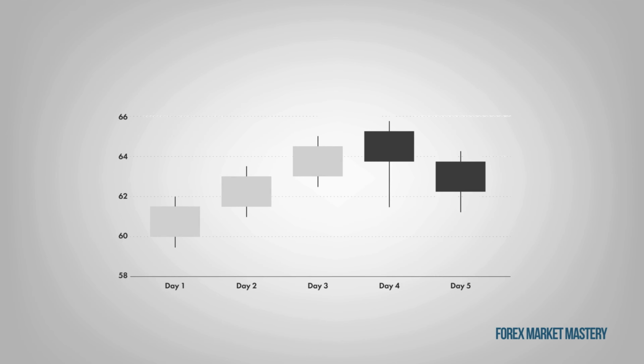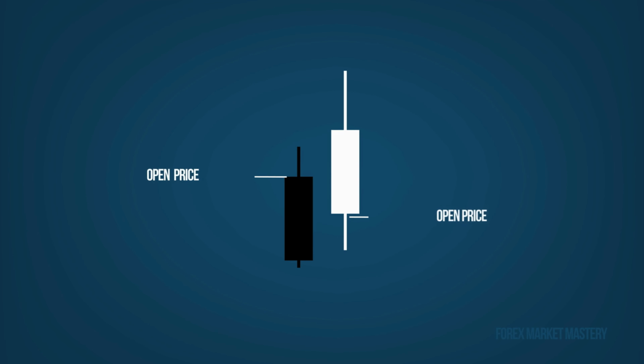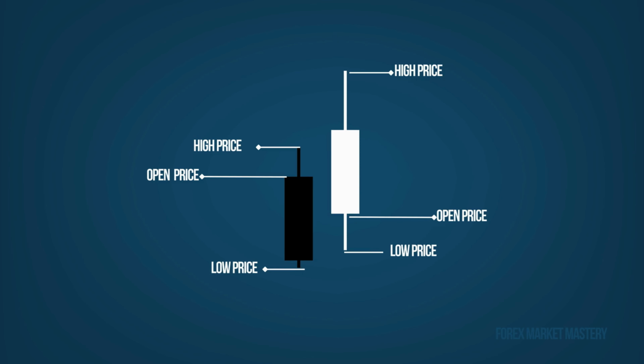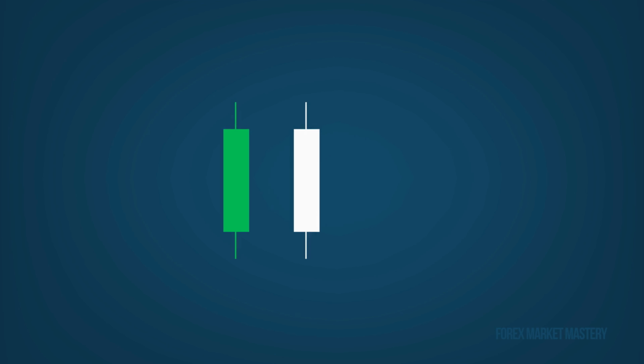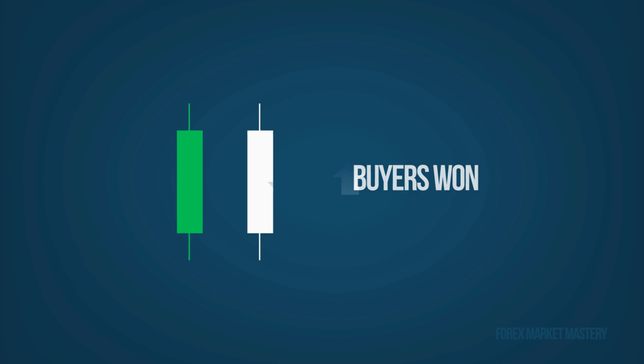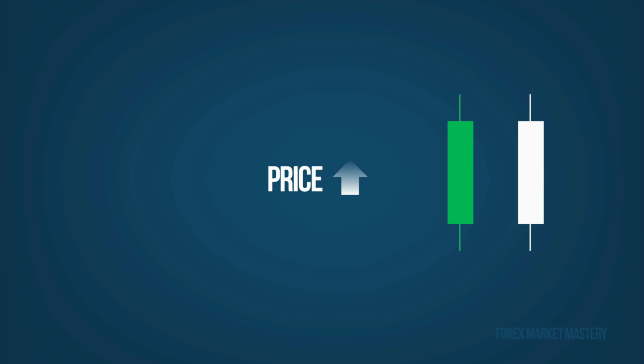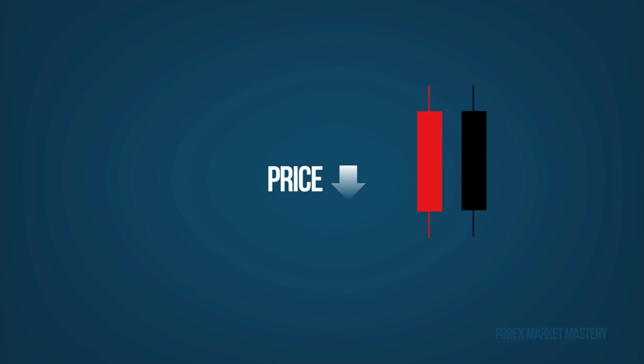But these aren't just numbers. The open represents where the battle began. The high shows the maximum power bulls could achieve. The low reveals how far bears could push. And the close tells you who won that particular battle. A green or white candle means buyers won that period. They pushed price higher from open to close. A red or black candle means sellers dominated, driving price down.